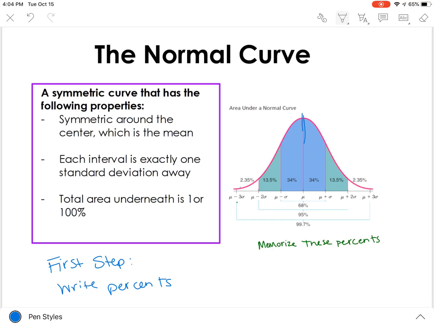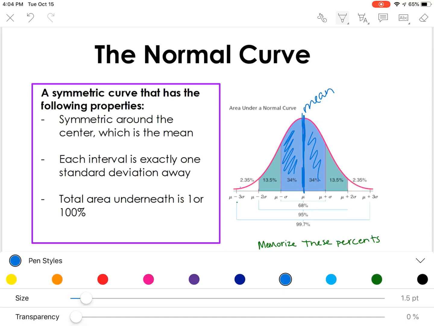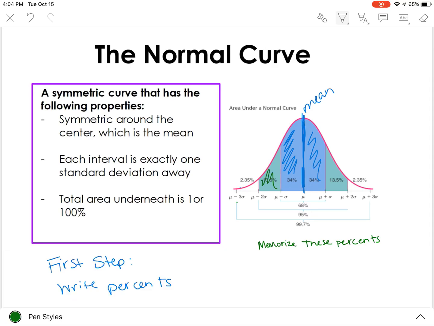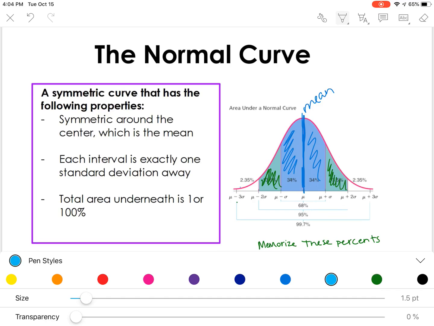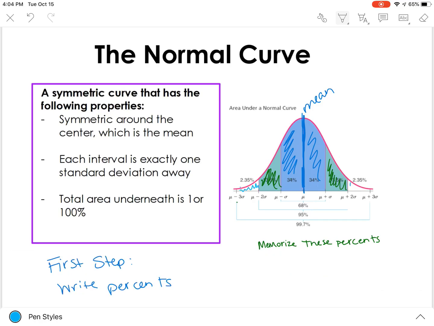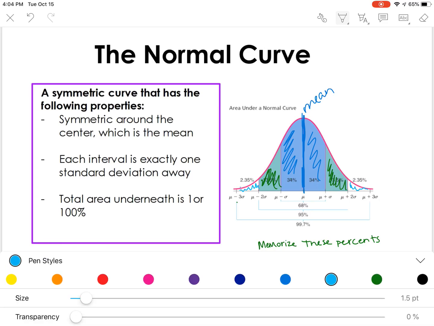It has the mean directly in the middle, and notice that it is symmetric around the mean. Remember, symmetric means the left side is identical to the right side. Each interval, they're different colors, is 1 standard deviation away. So this is 1 standard deviation below, this is 1 standard deviation above. Okay, so this would be 2 standard deviations below. This is 2 standard deviations above, and then last but not least, this would be 3 standard deviations below and 3 standard deviations above. So each of those intervals represents a standard deviation.